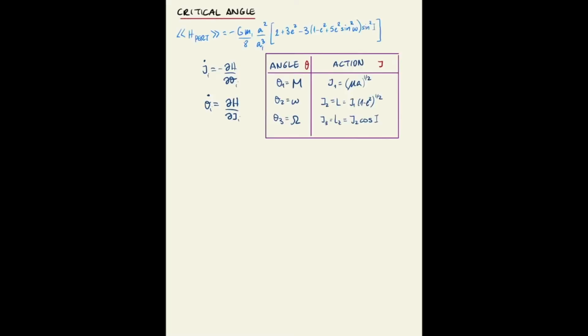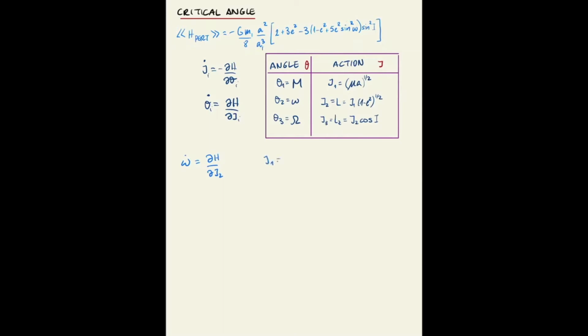For that, let's now look at the actions. We can find in here what the equation for the derivative of the argument of pericenter is going to be. That would be the derivative of the Hamiltonian with respect to the action J2, the angular momentum. Now, to take this derivative, we need to write the Hamiltonian in terms of the actions. Well, that is relatively simple. We just need to convert the orbital elements to actions.